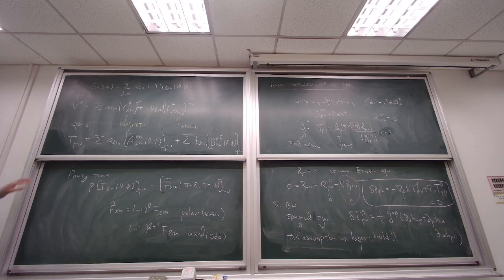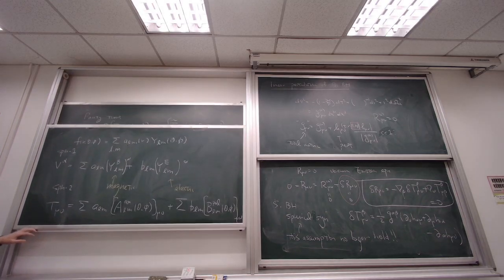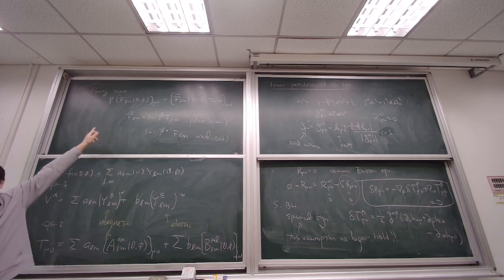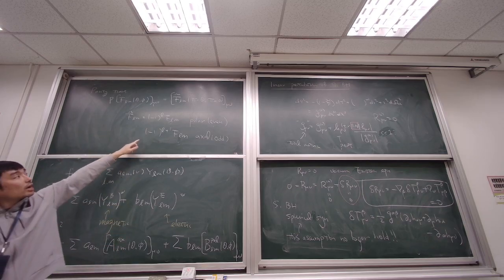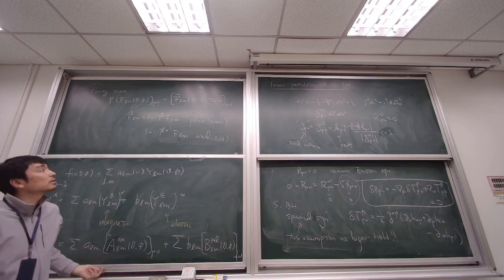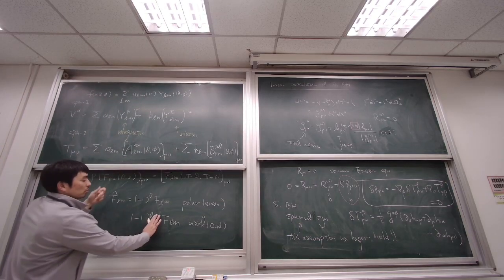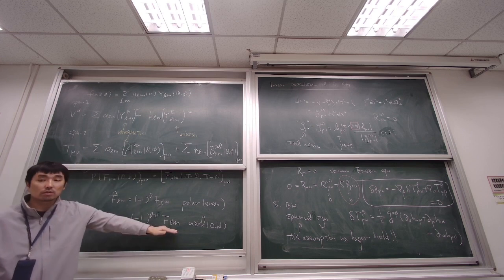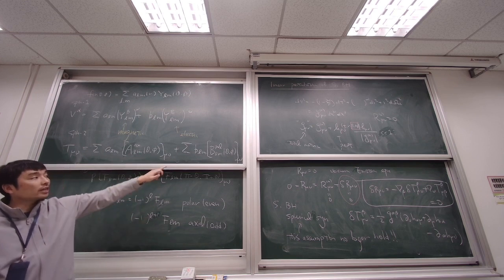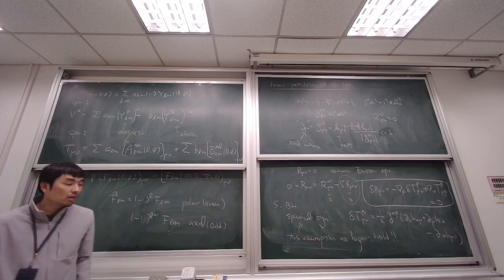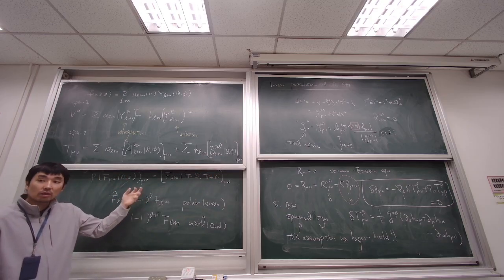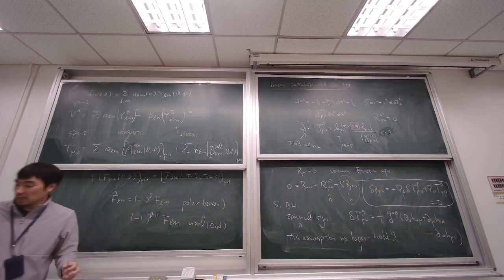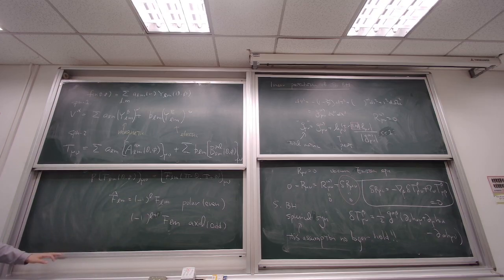So when you do the expansion, this A_LM obeys, under the parity transformation, the rule (-1)^(L+1). On the other hand, this B_LM obeys the other rule, (-1)^L instead of L plus 1. That's the difference between axial and polar.